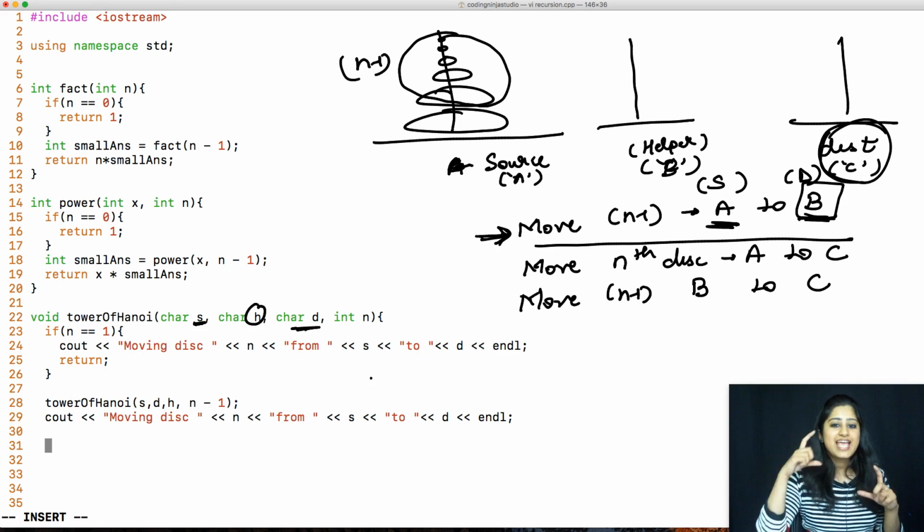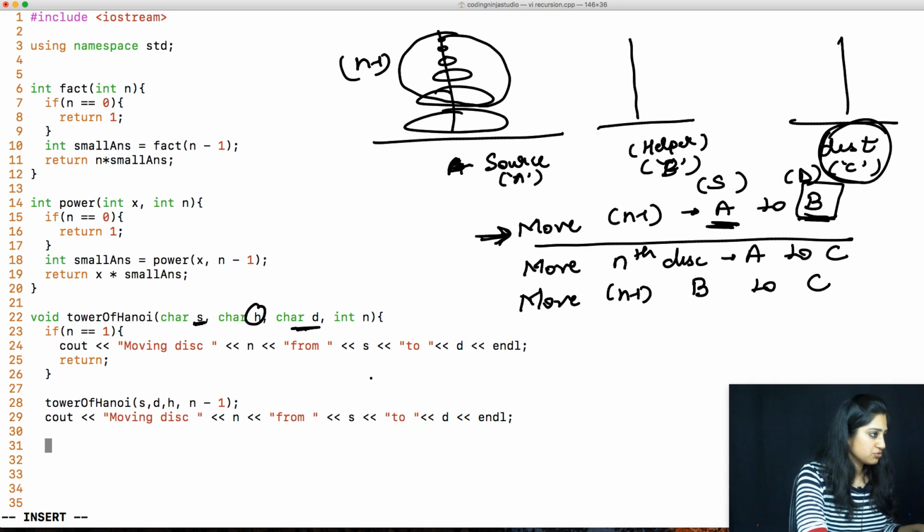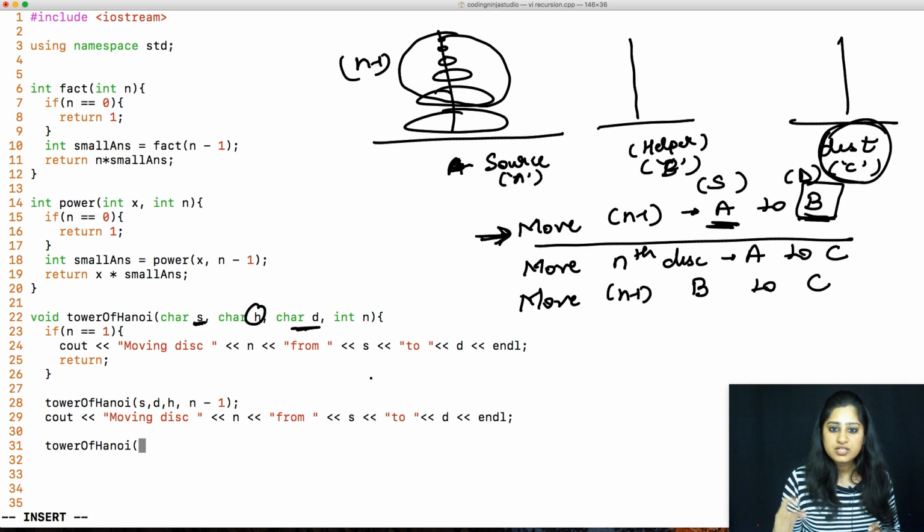Now what we are left with is n minus 1 disks still waiting at rod B to be transferred to C. So now I have to transfer all those n minus 1 disks that are there in B to C. So in order to do that, Tower of Hanoi. What is the source of these n minus 1 disks now? We already transferred them to the helper, so they are there at the helper.